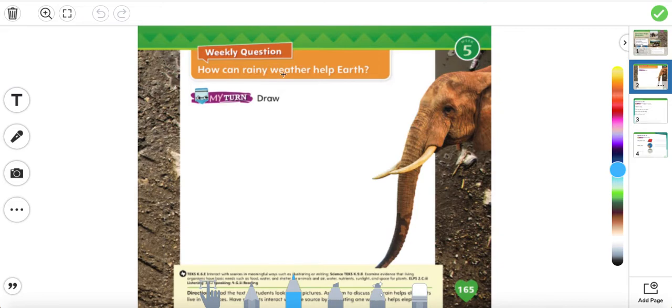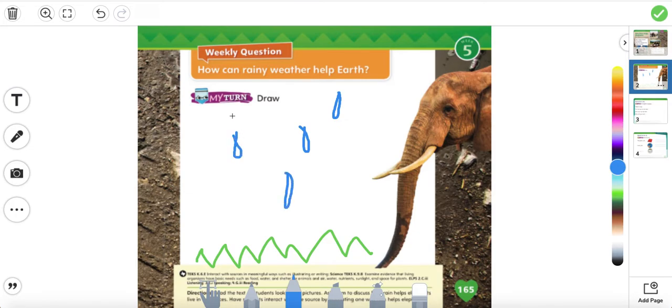How can rainy weather help Earth? Draw a picture. So how can rainy weather help the Earth? Yes, it'll help the grass to grow, maybe some plants. Yes, because plants need water. What about animals? Do animals need water? Yes, they do.